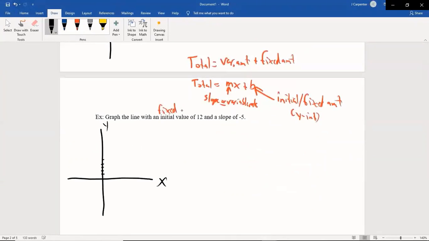1, 2, 3, 4, 5, 6, 7, 8, 9, 10, 11, 12. There we go. So there is our first point. That's what I mean by an initial value of 12. It's where it crosses the y-axis, which can also be interpreted as the fixed amount or initial amount depending on the concept of the problem. If there's a slope of -5, that says that your slope is -5/1, which means you'll go right 1 and down 5 from that initial point.